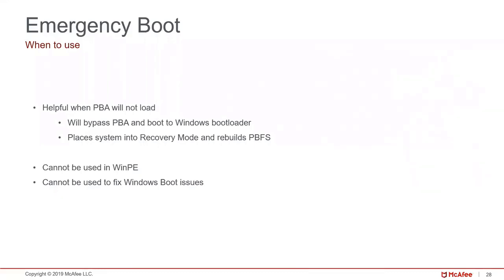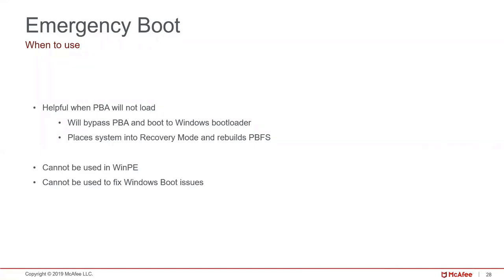This does two main things whenever you complete an emergency boot. It bypasses that faulty or corrupted pre-boot file system, and also, once in Windows, places the system into a recovery mode, which allows the pre-boot file system to be rebuilt. As noted before, the WinPE environments do not have the emergency boot functionality. This only exists in the standalone instances, and it can also not be used to fix any Windows boot issues.